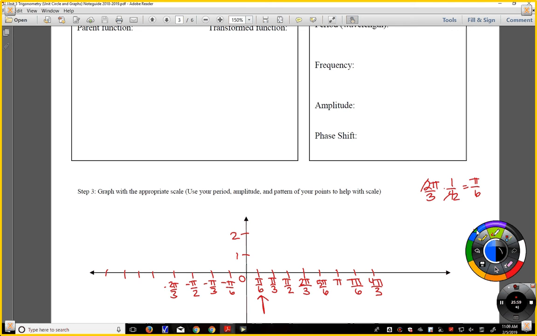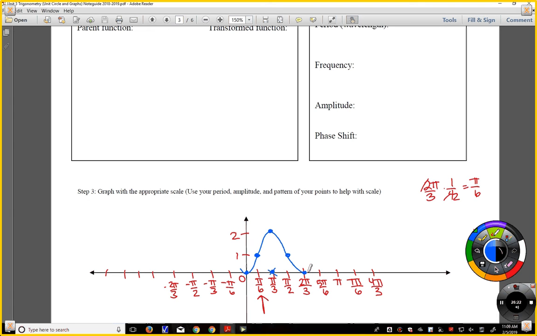So we have 0, 0, pi over 6, 1, pi over 3, 2, pi over 2, 1, and 2 pi over 3, 0. So there's our points, okay? Meaning this goes like this, because I know what it's supposed to look like.